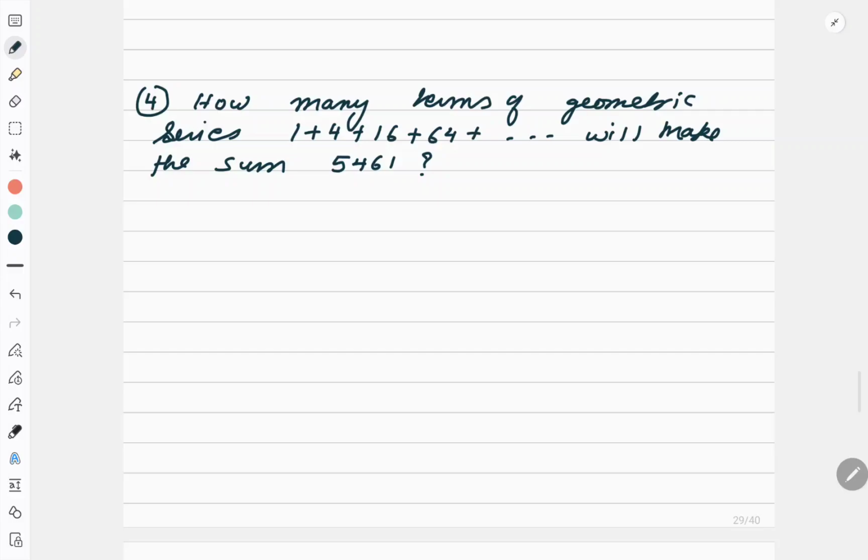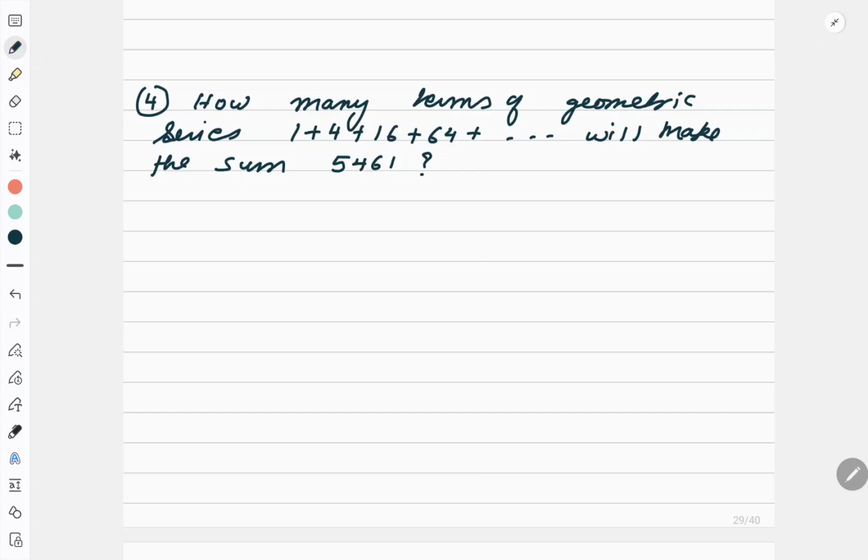Correct? Now let's move to the next question. How many terms of the geometric series will make the sum 5461? So now this is again an interesting category where they will give you the sum and they will ask you how many terms were taken so that the sum is this one. So now let us do this question.